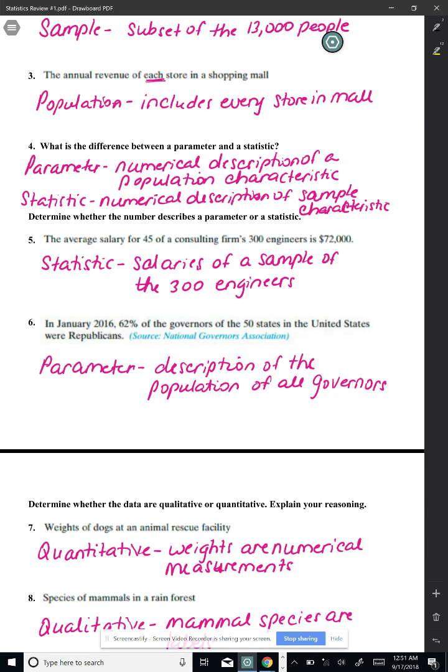Number 4, the difference between a parameter and a statistic. A parameter is a numerical description of a population characteristic, and a statistic is a numerical description of a sample characteristic. So here you would be looking to see, for parameter, you'd be looking for population. For statistic, you would be looking for sample. And that's what the next 2 questions ask. Determine whether it's a parameter or a statistic.